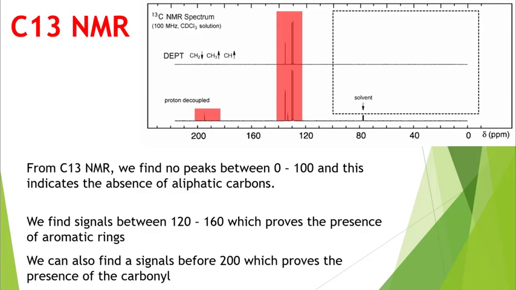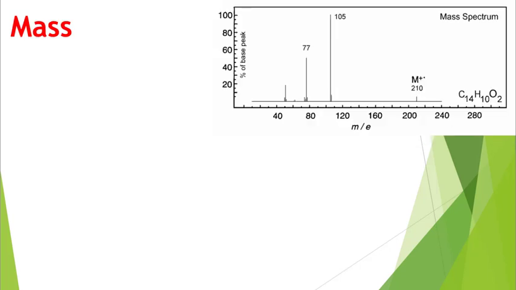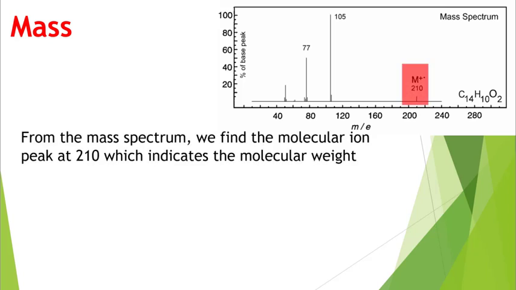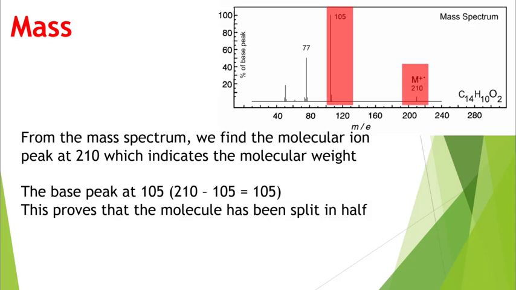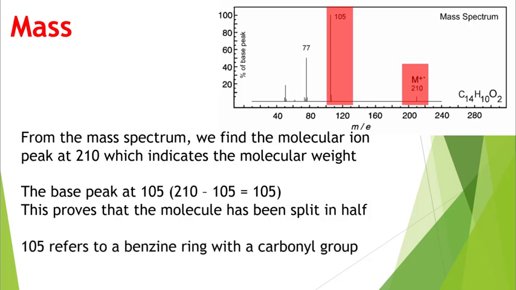Finally, we go to the mass spectrum. We find the molecular ion peak at 210, which indicates the molecular weight. The base peak is at 105. 210 minus 105 equals 105. This proves that the molecule has been split in half. 105 refers to a benzene ring with a carbonyl group, and so, this is the final structure.